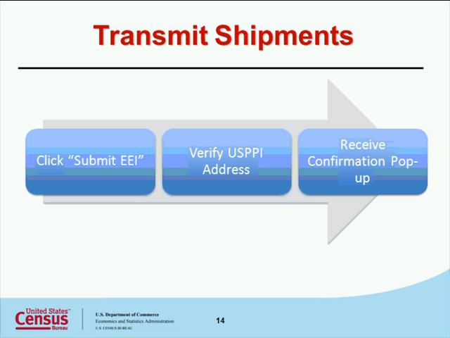On your screen, you can see an example of the pop-up message that appears once you decide to transmit a shipment. You will be asked to verify the USPPI address and receive a confirmation pop-up indicating that your shipment has been sent to Customs for processing. In AESDirect, clicking Submit will transmit the information directly to the automated export system. If you plan to use AESPcLink, you will save your shipment in a queue. Once you are ready, you can send the shipments to AES. Through AESPcLink, this allows you to send more than one shipment at once to AES.